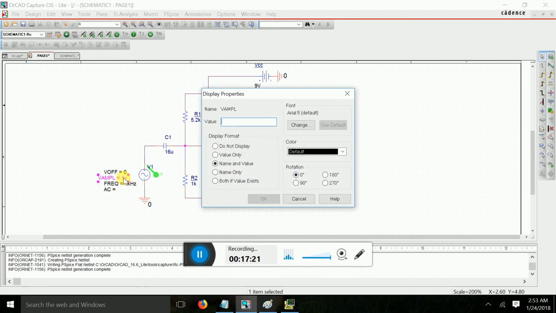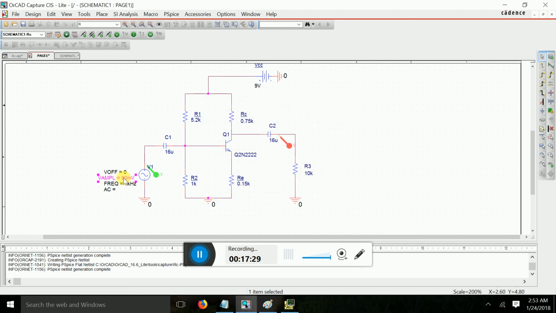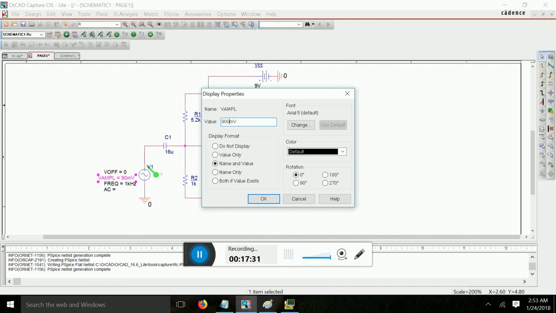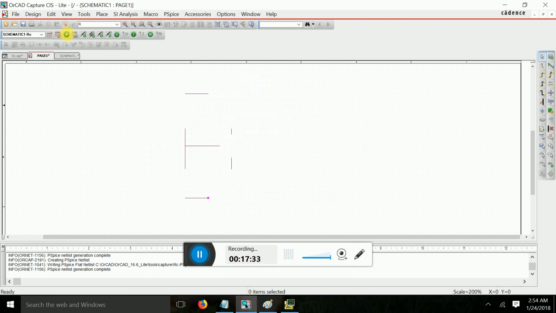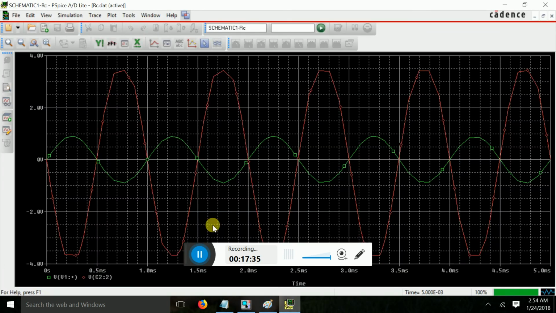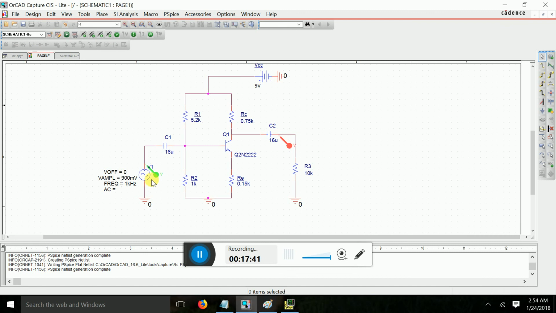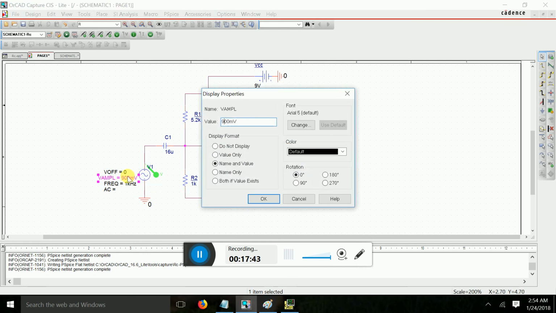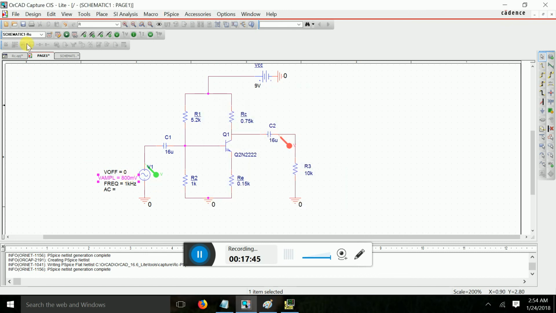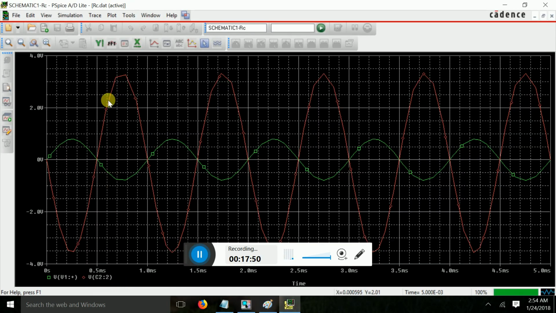But if you apply 600 millivolts, or suppose 900 millivolts, then you will find this type of graph. And if you apply 800, you will find this graph.